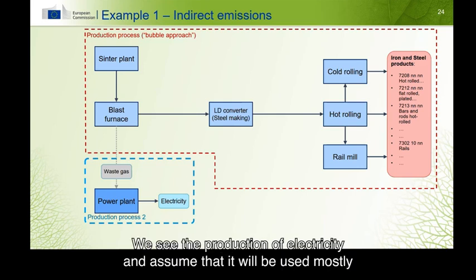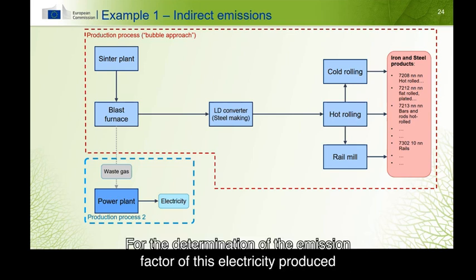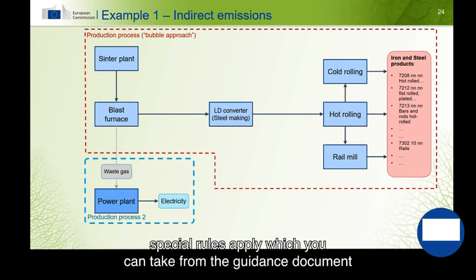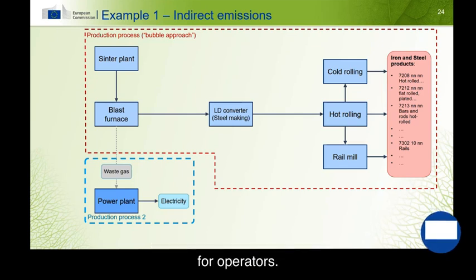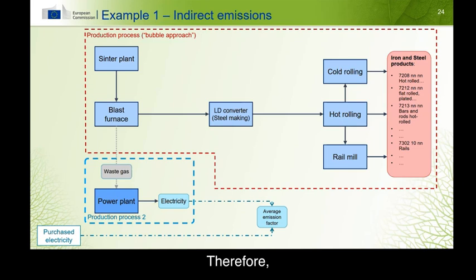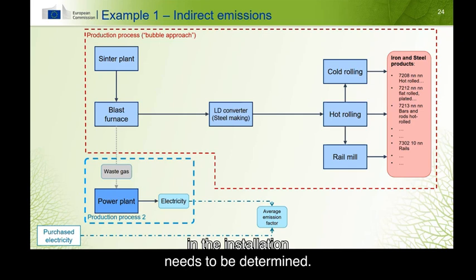We see the production of electricity and assume that it will be used mostly inside the installation itself. For the determination of the emission factor of this electricity produced from waste gases, special rules apply, which you can take from the guidance document for operators. However, it is typical that also electricity from the grid is consumed. Therefore, a weighted average emission factor for the total electricity consumed in the installation needs to be determined.